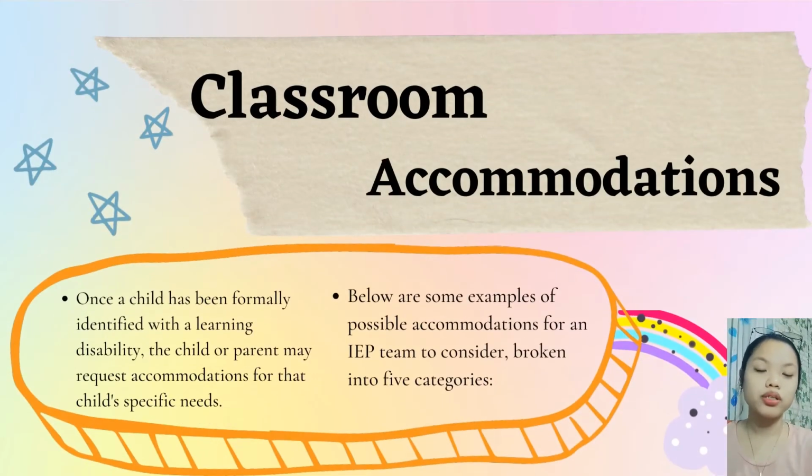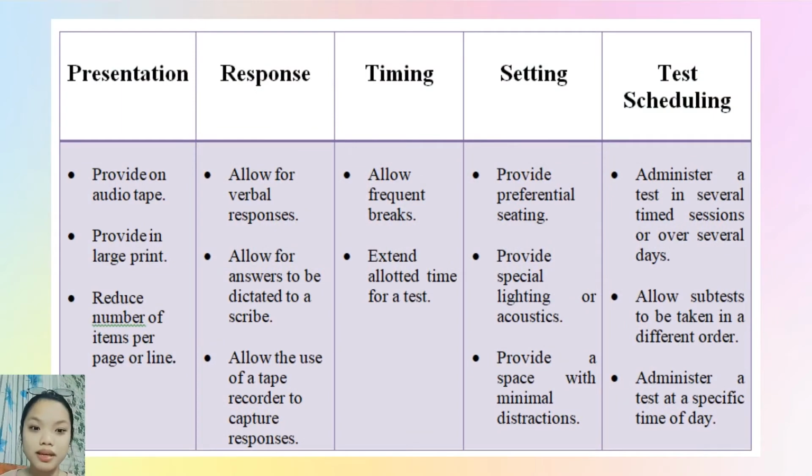So let's move forward to classroom accommodations. Once a child has been formally identified with a learning disability, the child or parent may request accommodations for that child's specific needs. Below are some examples of possible accommodations for an IEP team to consider, broken into 5 categories. So, as you can see, we have presentation, response, timing, setting, and test scheduling.